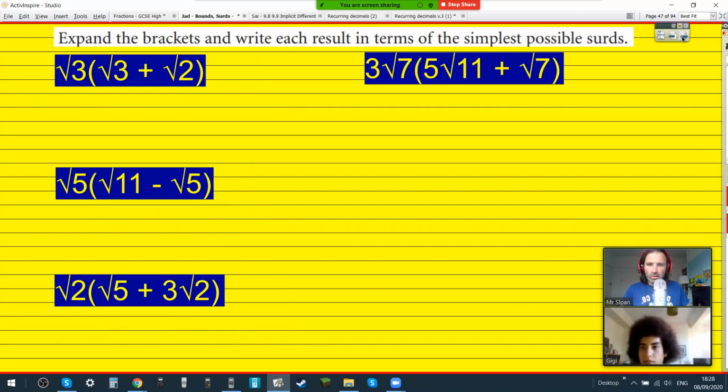Okay, it's getting good. Okay, let's try these. Expand the brackets and write each result in terms as simple as possible. So, 3 root 2. Oh, I mean 3 root 6.